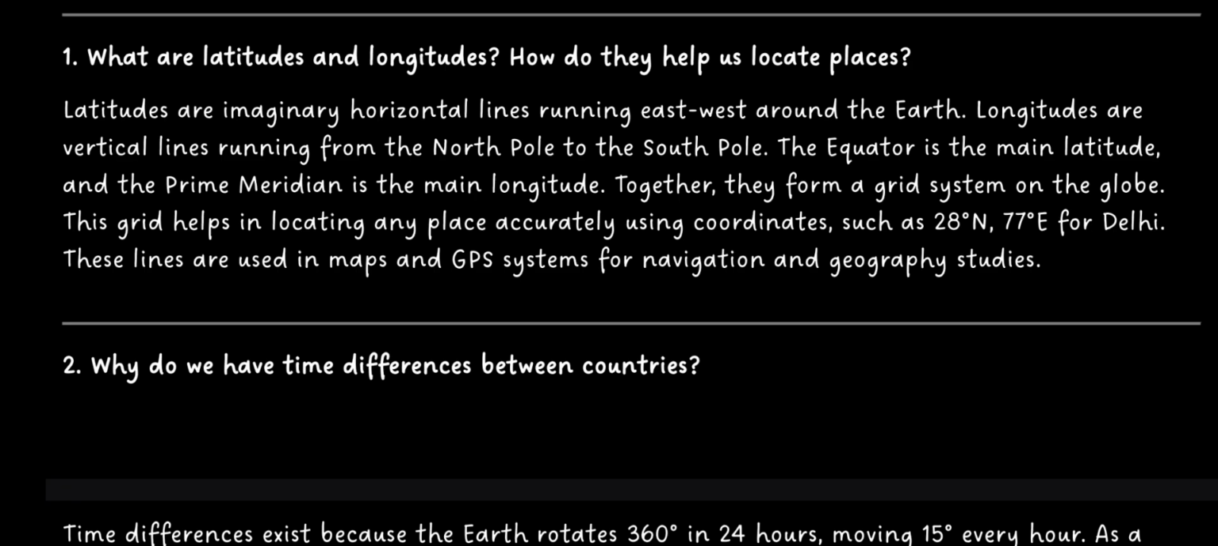This grid helps in locating any place accurately using coordinates such as 28 degree north and 77 degree east for Delhi. These lines are used in maps and GPS systems for navigating and geography studies.